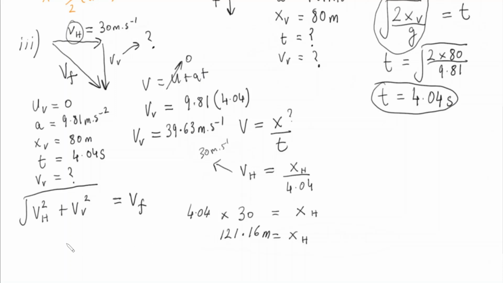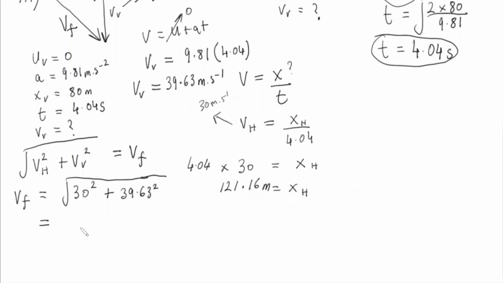So I can go ahead and substitute those values. I can say v of f is equal to 30 squared plus 39.63 squared, and that entire thing is square rooted. And if we put this in the calculator, I get an impact velocity of 49.71 meters per second. Now we could take this a step further and also calculate the angle with which the ball actually strikes the water, but I'll leave that for another question. And let's move on to the next sort of problem that you'll see when we're discussing projectile motion.